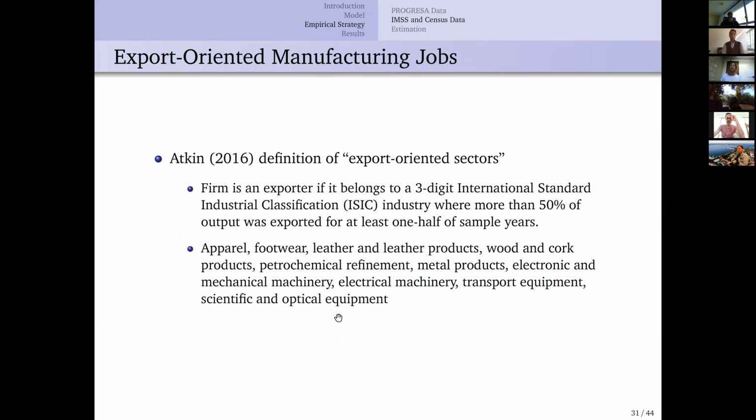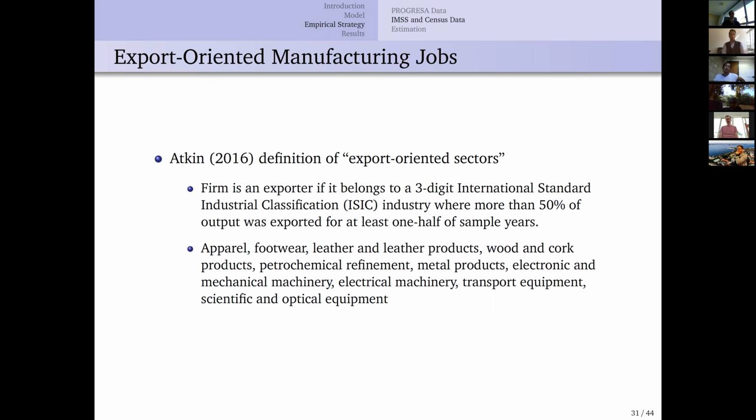What is the definition of export-oriented? We use Atkin's definition. He had access to a lot more of this and a lot more granular data. So he was able to see output and export output and things like that. He classified firms as exporters if they belong to an industry where more than 50% of output was exported for at least half of his sample years.